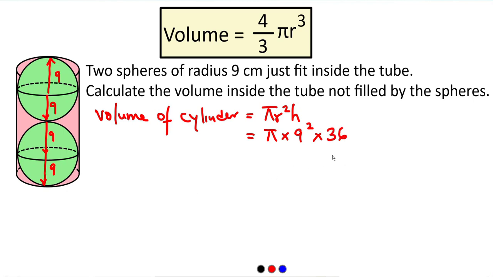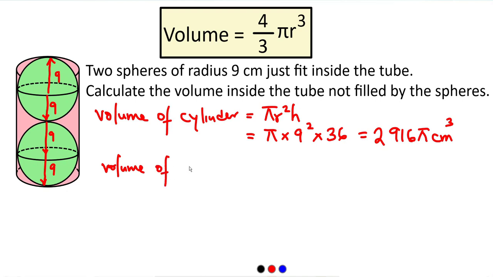So if you work this out with your calculator, I'm going to leave my answer in terms of pi, okay? So this is going to be 2,916 pi, and that's in centimeter cube. The next thing we've got to do is to work out the volume of the sphere. Now there are two spheres, but let's calculate the volume of one sphere, and then whatever I get, we kind of double it, okay?